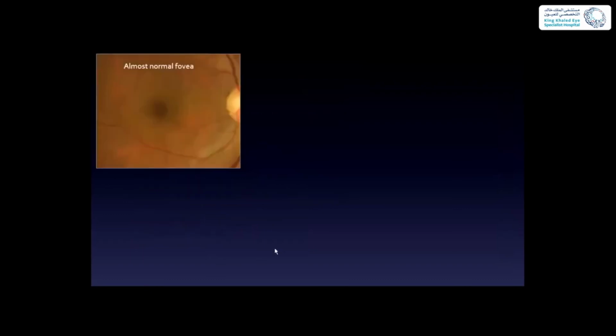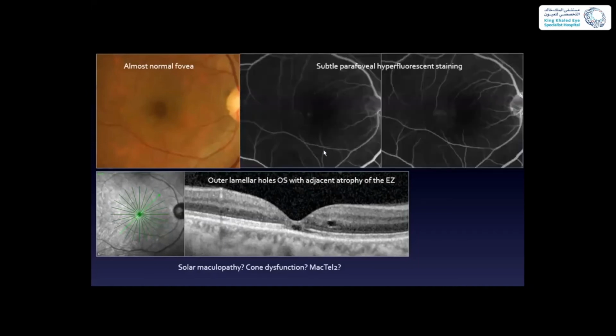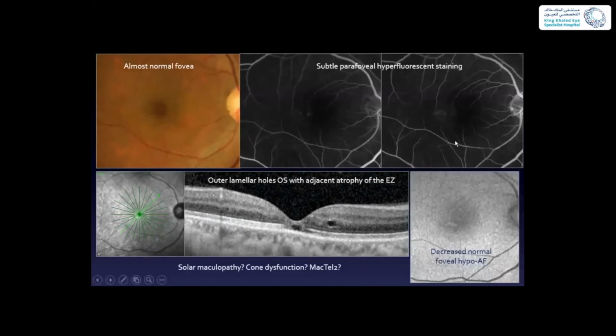The fovea in the right eye practically looked normal, but on the OCT, she had this outer lamellar hole with adjacent atrophy of the ellipsoid zone. So could this be solar maculopathy? Indeed, it could. Cone dysfunction, unlikely because she didn't have any day vision problem. Could this be macular telangiectasia type 2? And the fluorescein angiogram confirmed that this is probably the case, with this faint staining that you see in the late angiogram, just in the juxtatemporal area.